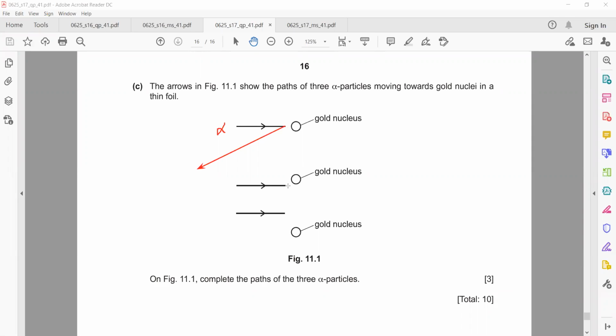Alpha particle 2, will it pass straight, deviate, or bounce back? It is coming closer to the nucleus, closer, but not direct. Deviate. So it will deviate, because it is closer, so it will experience repulsion. And alpha particle 3 is far away from the nucleus, so it will pass straight. Is it clear? Yes, sir.